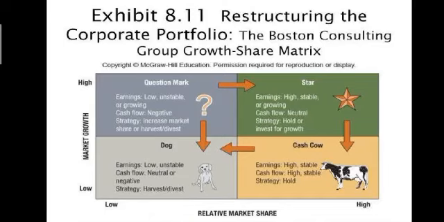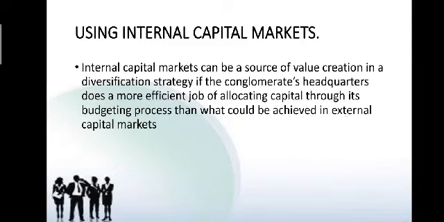And the third one is high growth, low share. The company should invest in or discuss these question marks depending on their chance of becoming stars. And the last one is low share, low growth. Companies should liquidate, harvest, or reposition these dogs. And that is it. The last one is using internal capital markets.